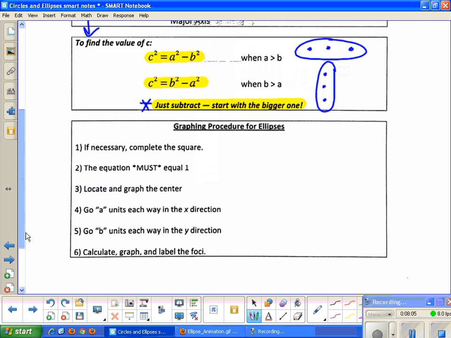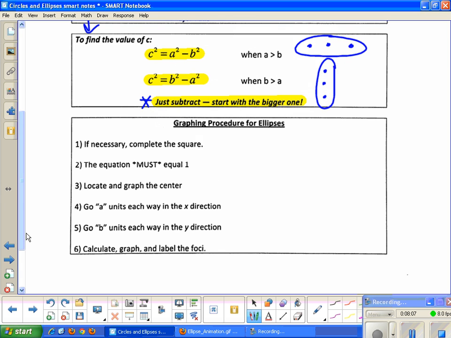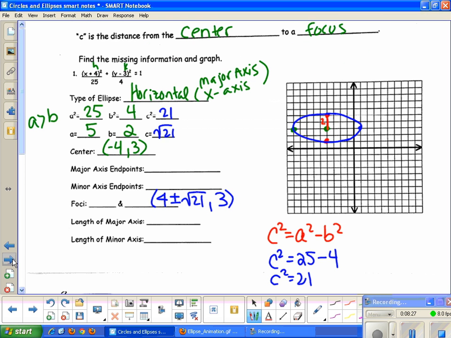Now, the graphing procedures for an ellipse. If necessary, you might have to complete the square. The equation must equal 1. Locate and graph the center. Go A units each way in the x direction, B units each way in the y direction, then calculate, graph, and label the focal points. So let's practice.